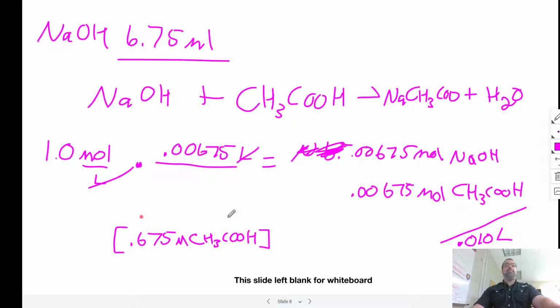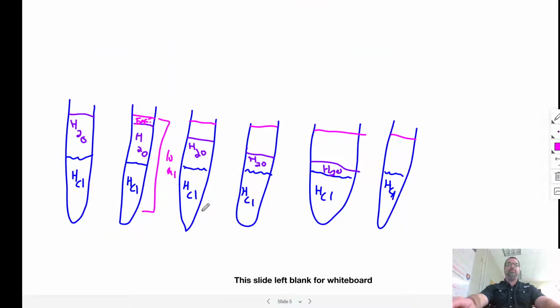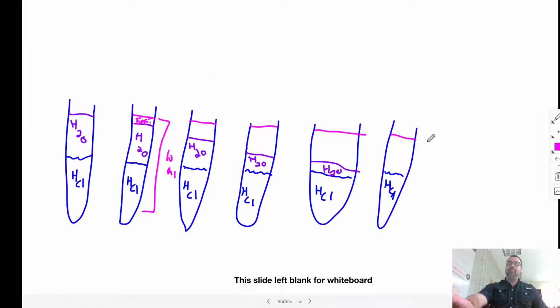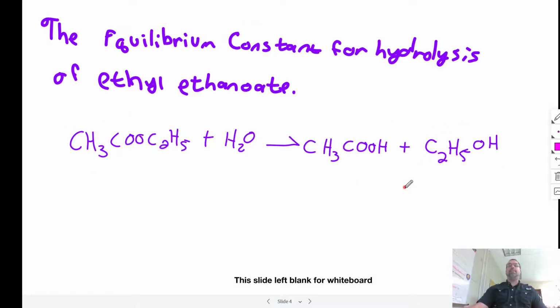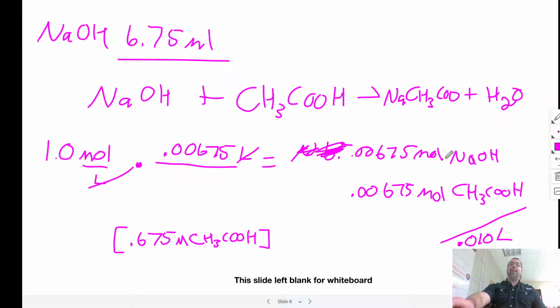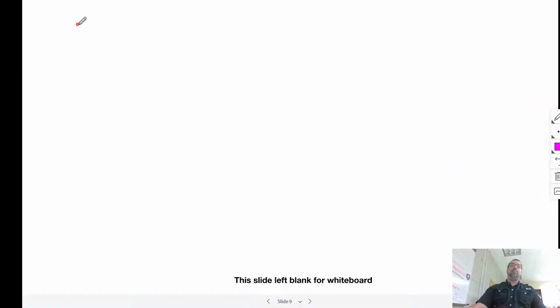So that is how we solve the first concentration here. The next thing that it wants us to do is solve the concentration for ethanol. So we're going to go back to our main equation here, and I want you to notice that this is how much acetic acid we make, and this is how much ethanol we make. Therefore, if we're making a concentration of this, that's going to equal the same concentration as this one right here.